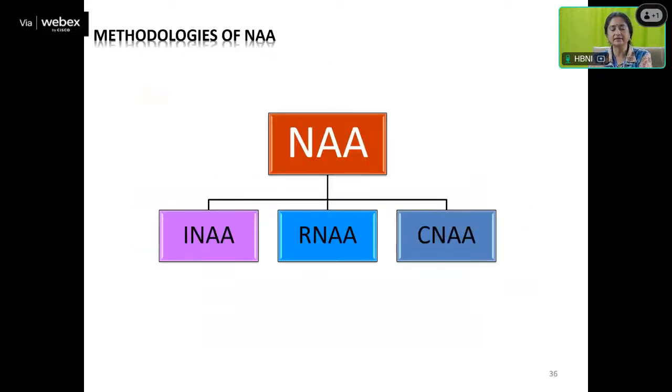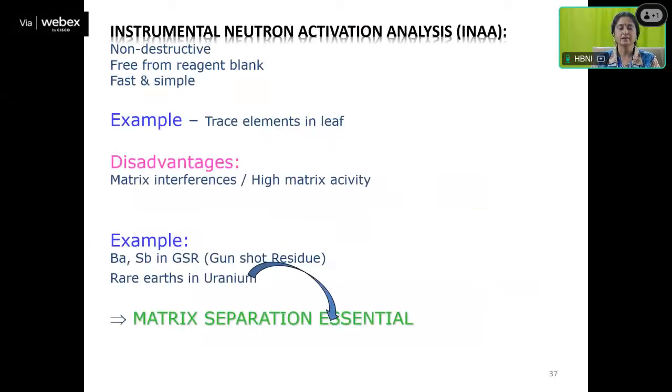Now NA is divided into three types: INA, RNA, and CNA. For instrumental neutron activation analysis, the salient features are that it is non-destructive, free from reagent blank, fast and simple. Your example is trace elements in leaf, whatever I have shown you. The disadvantage is matrix interference or high matrix activity. Like if your plant sample contains sodium, it will get very highly active. You can even do gun shot residues like barium, antimony, and rare earths in uranium. In the case of rare earth elements in uranium, matrix separation is essential, so here you have to go for CNA.